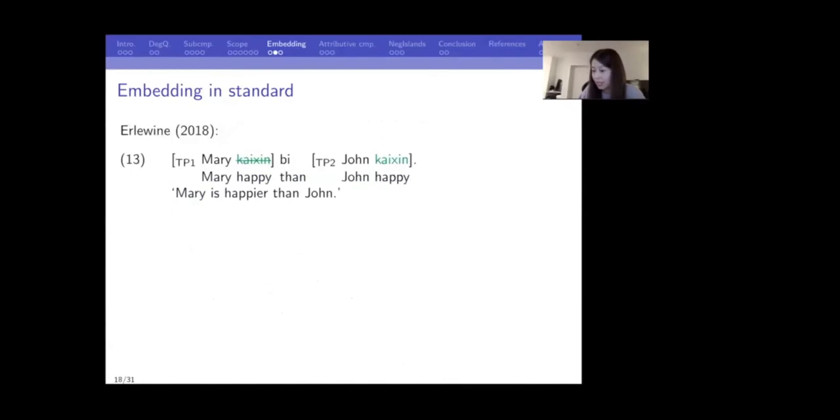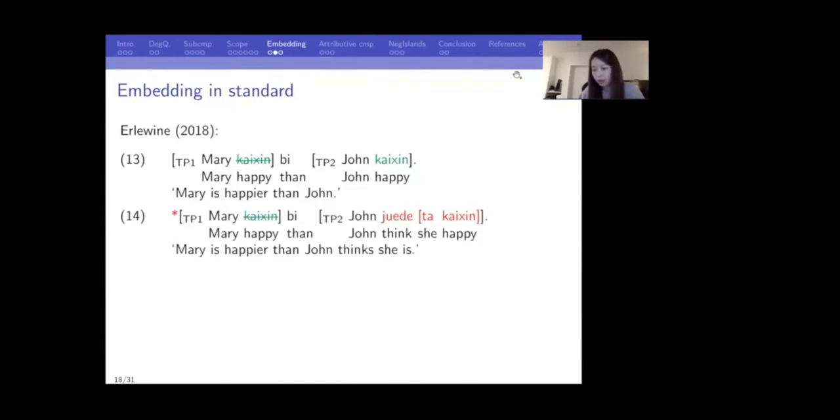Following Irwin 2018, Mandarin bi comparatives are derived via deletion, as in 13, where under certain assumptions, the local predicate in the associate clause is deleted under an identity condition. It follows that a sentence like 14, which is intended to mean Mary is happier than John thinks she is, should be ruled out in Mandarin because the local predicate in the associate clause, which is happy, is not identical to the local predicate in the standard clause, namely think she is happy. So the badness of 14 is expected given the deletion requirement.